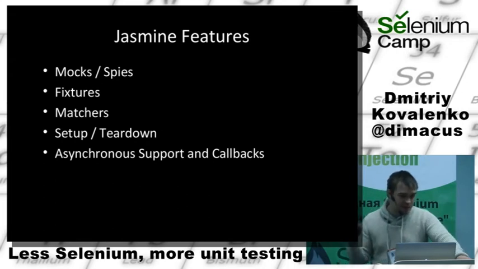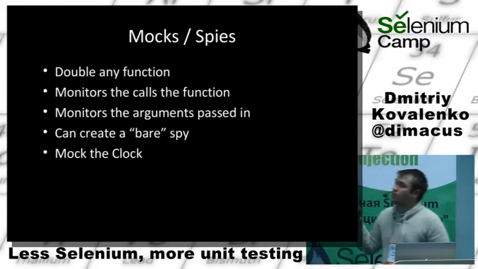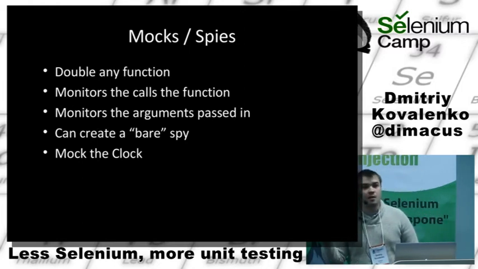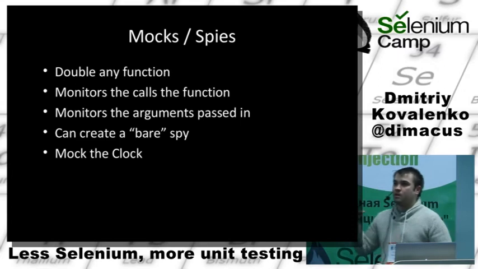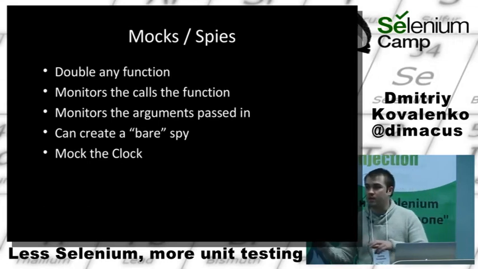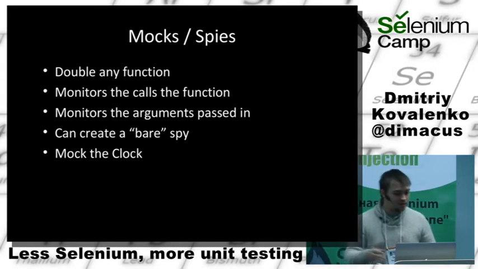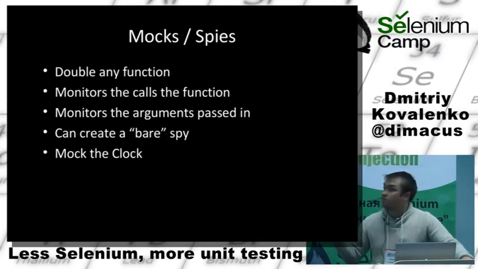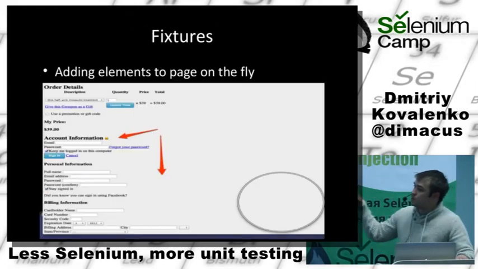So mocks and spies. You can double any function automatically with a mock, and that way you can easily create a test function that would go and make an Ajax call. It will create that for you, and it will say, hey, the Ajax call did happen. Here's the result. So you can stub things out a lot faster. You can mock the clock, which is very useful actually. You can change and tell JavaScript, hey, it's actually year 2000. Let's prepare for Y2K.